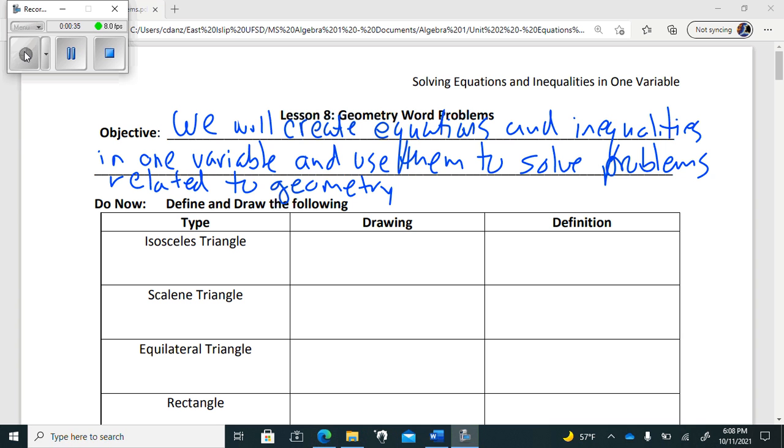So in order to write equations from word problems related to geometry, you do need to know what certain shapes are. So an isosceles triangle, we typically draw like this, and we put marks on the sides. When marks are the same on sides, it represents those sides being congruent. Congruent means equal in length. So an isosceles triangle is a triangle with at least two congruent sides.